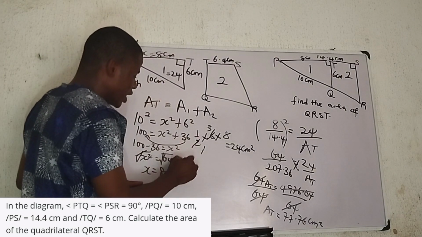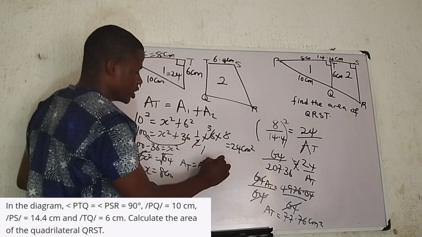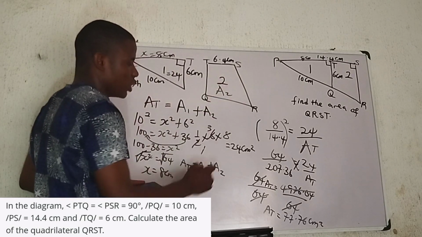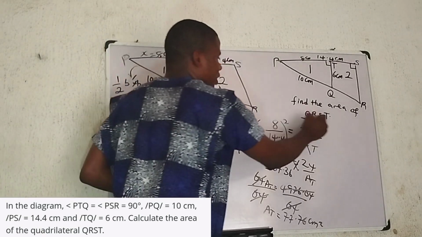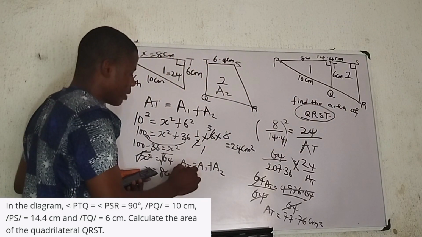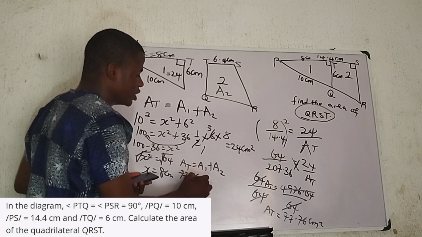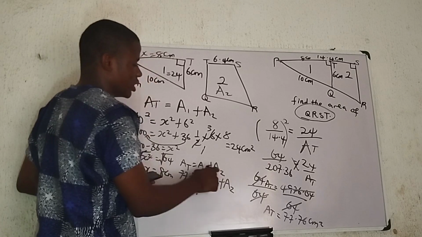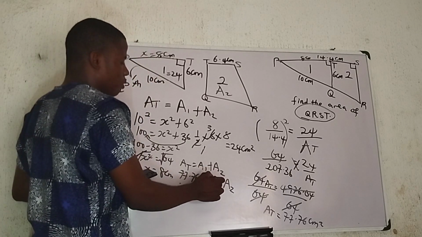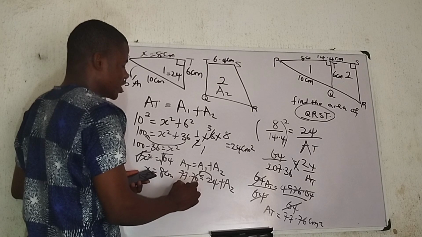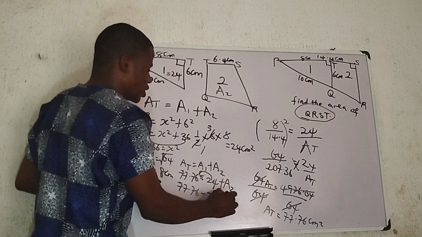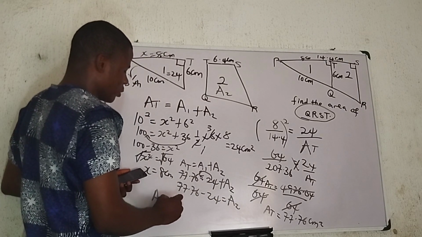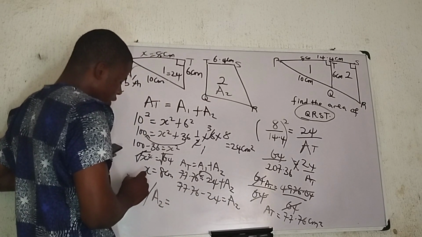So remember that I said AT equals A1 plus A2. A2, the area of the second shape, is the area of QRST that they asked us. So I'm having the total area, 77.76, equals the area of the first shape, we got 24, plus the area of QRST, the second shape. Now, collect terms, this will come over here. I have 77.76 minus 24 equals the area of the second shape, that's QRST.